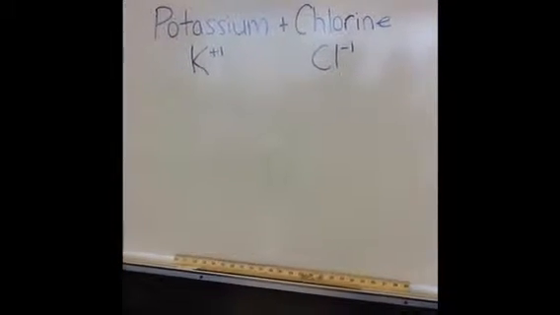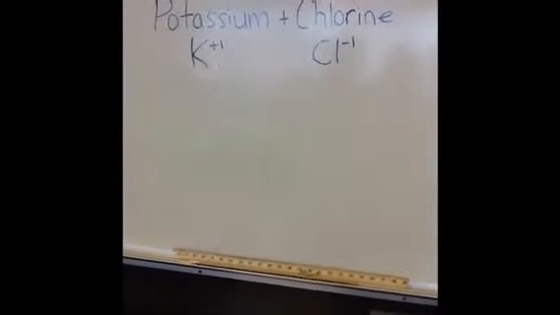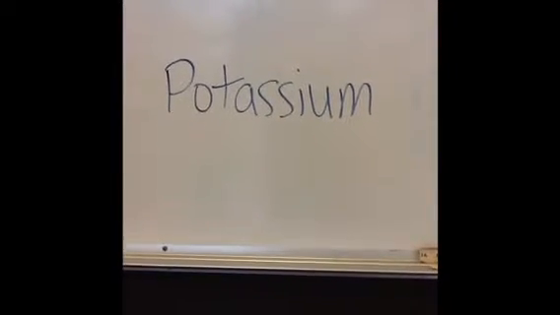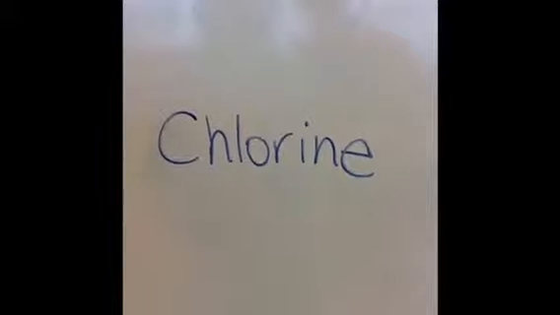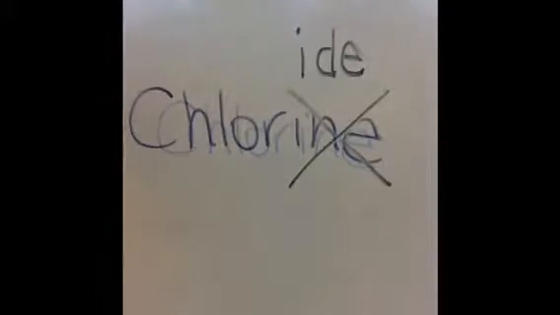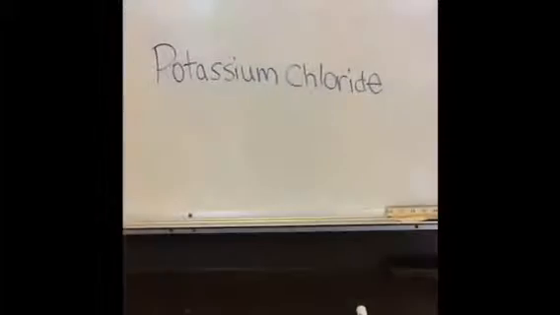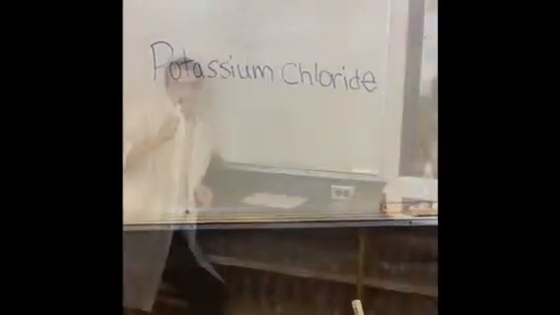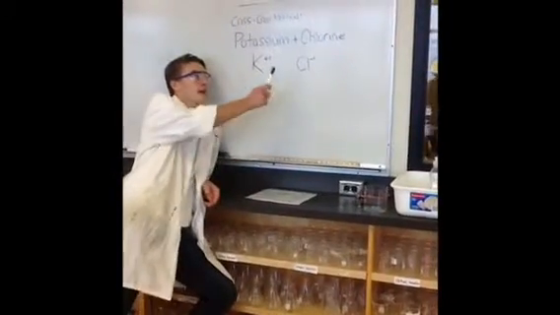An ionic compound is when a metal and a non-metal are combined. The metal is always named first. Now, for the non-metal, the ending changes. It changes to I. In the end, you get potassium chloride. Now, for naming the formula.